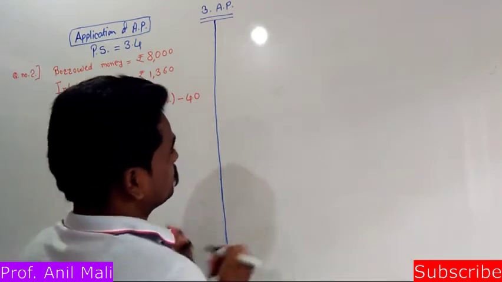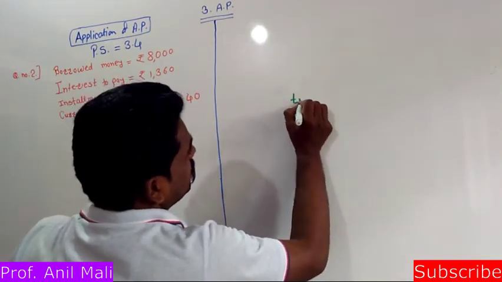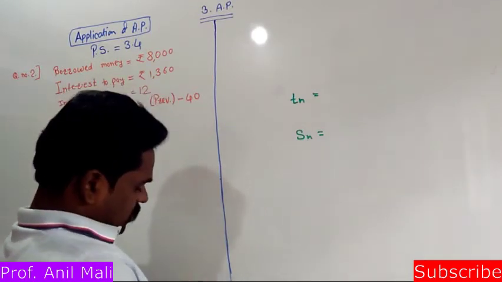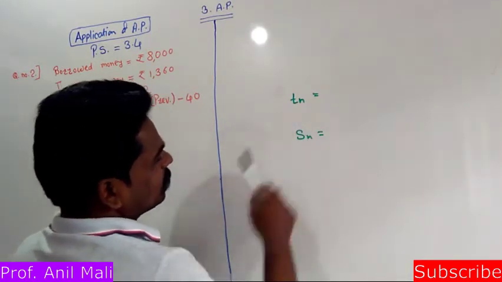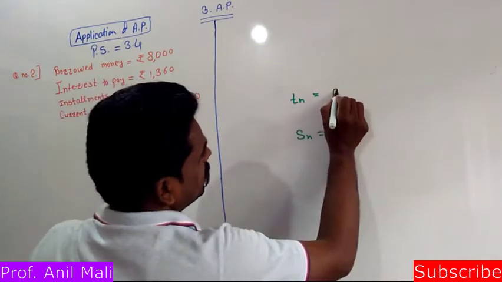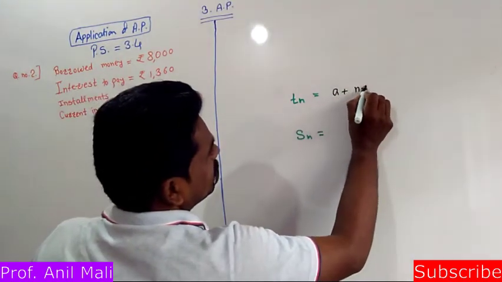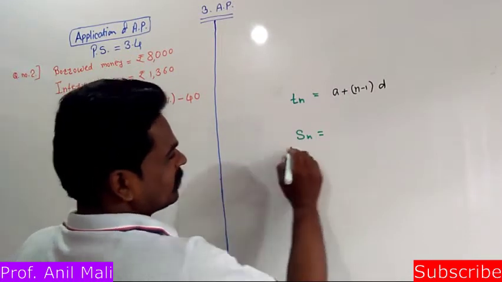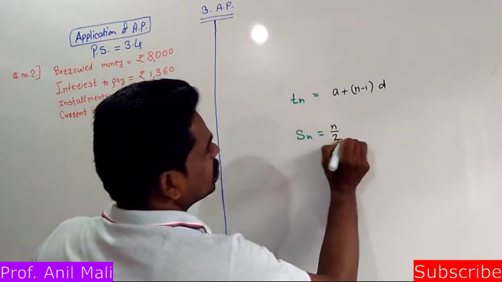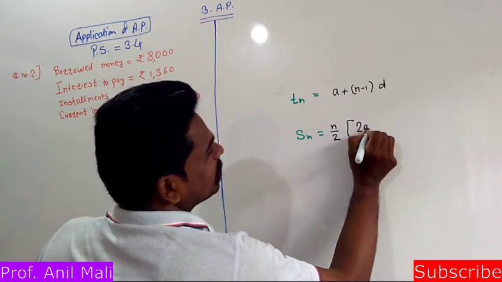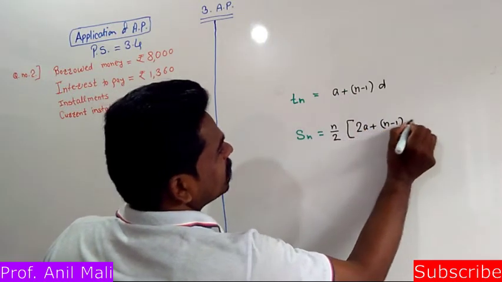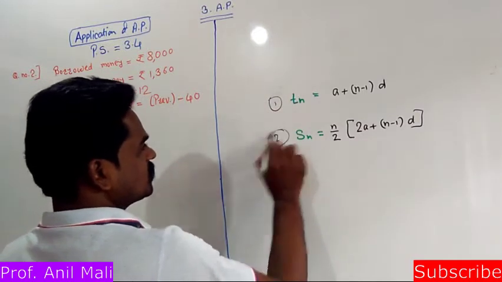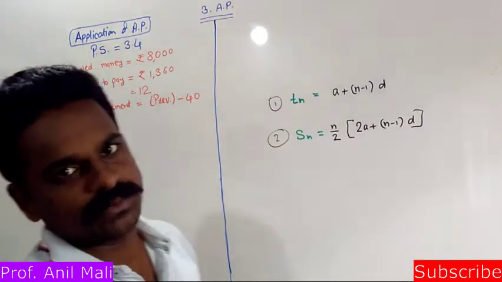The first one is Tn is equal to, and the second one is Sn is equal to. Now tell me, what is the formula? Tn is equal to a plus n minus 1 into d, and Sn is equal to n by 2 into the bracket 2a plus n minus 1 into d. So this is the first formula, this is the second formula, which are the most important formulas from this chapter.